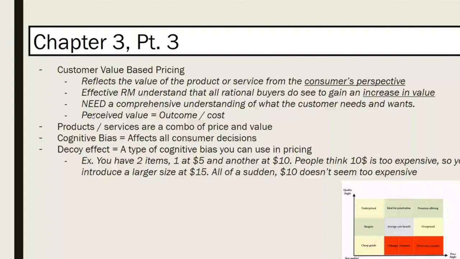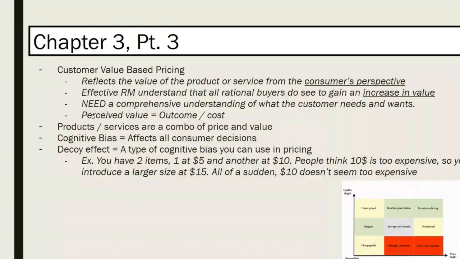Now, moving on, we have biases that a lot of revenue managers could use in order to help with this perception of value. A cognitive bias is a type of bias that affects all customer decisions, and a type of cognitive bias would be the decoy effect. The decoy effect is a cognitive bias that you can use in pricing.